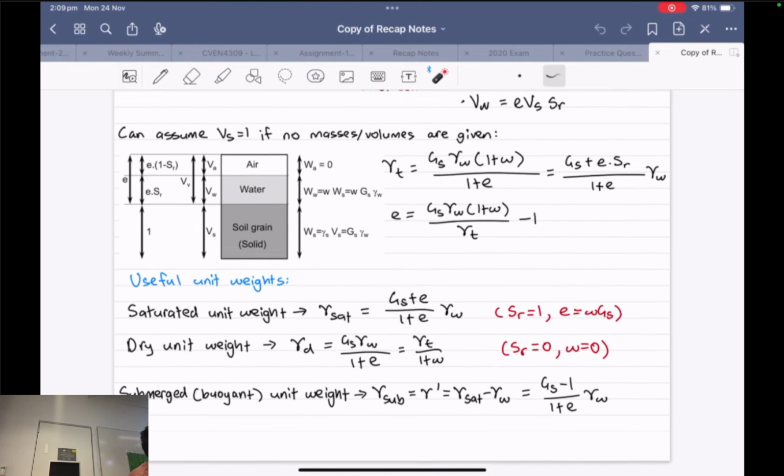And some unit weights that you come across as well: your saturated unit weight, your dry unit weight, and your submerged unit weight. Saturated unit weight is essentially just your total unit weight under the water table. When you get a soil layer, you have a certain water table, right? Below that water table, the soil is saturated, so you would use gamma sat as a total unit weight. But above that water table, you would use gamma dry.